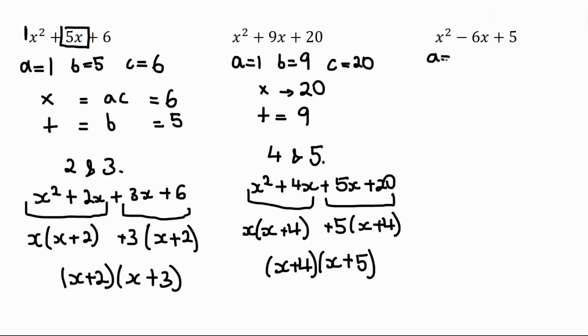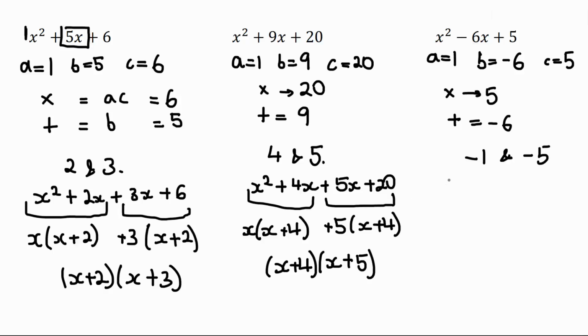So here, as before, a is 1. Here, though, b is actually minus 6. And our c will be 5. Okay, so which two numbers will multiply to give 5, but add to equal minus 6? It could be minus 5 and minus 1, because if you multiply minus 5 and minus 1, you will get 5, and minus 5 take away 1 is minus 6. So it's negative 1 and negative 5.